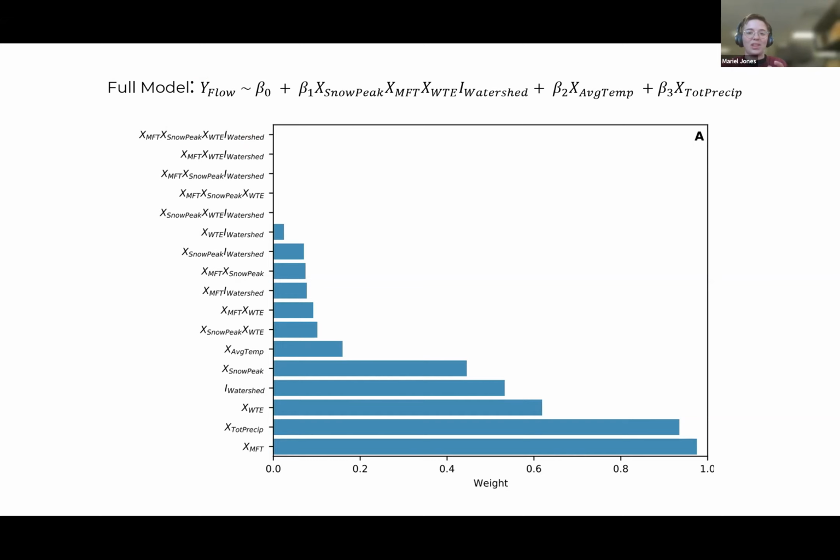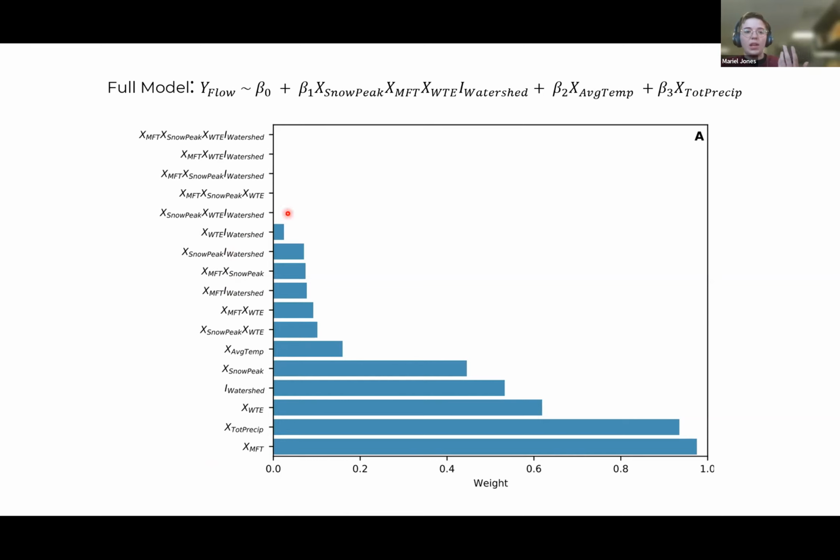The important takeaway is that this technique allows us to get at how important each of these elements, snow, water table, frost, temperature, et cetera, are in determining stream flow. Think of it like if we were to find a perfect model, which we're not going to, but if we were, the likelihood that any one of these watershed components would be in that model is the likelihood that you see here in this bar plot.